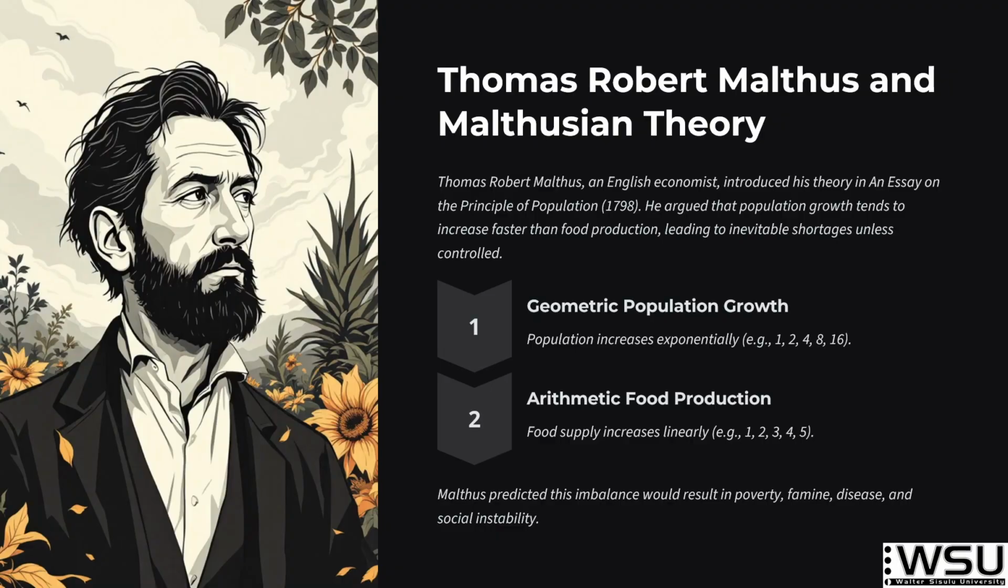Now comes in Thomas Malthus and the Malthusian theory. Now, Thomas Malthus was an English economist, who introduced this theory in an essay on the principles of population in the 18th century. He argued that population growth tends to increase faster than food production, and this will lead to serious shortages of resources unless this issue of population growth is controlled.